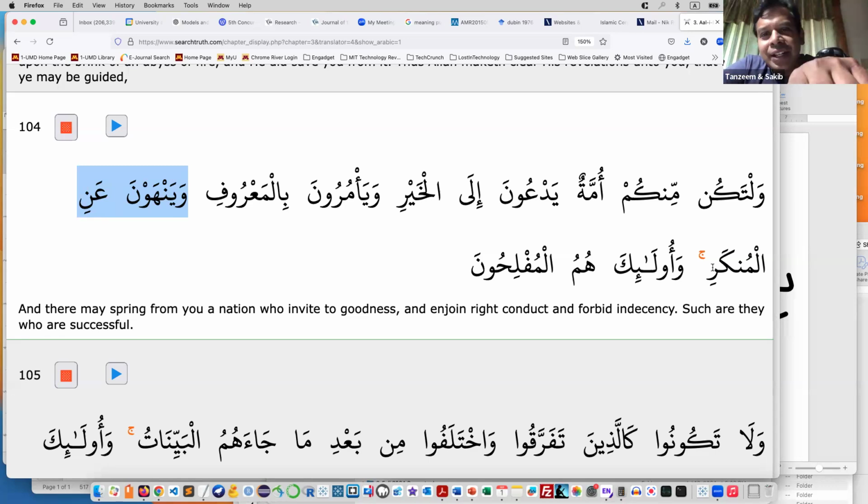And I also see the ending. It says, "Such are they who are successful." So Allah is also saying, if you invite to goodness, enjoin right conduct and forbid indecency, there will be success in your life. Yep. That's what it is. This is the recipe for success. Exactly. So there's a recipe.